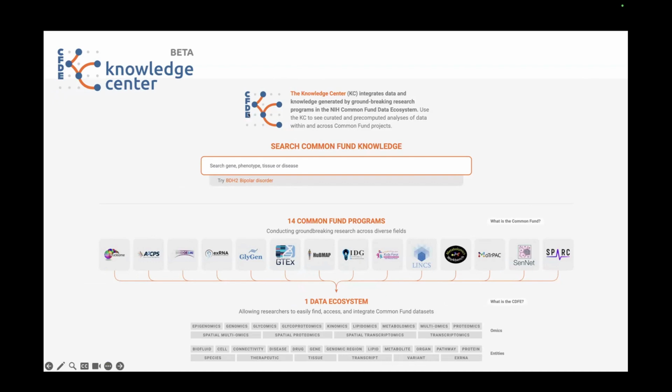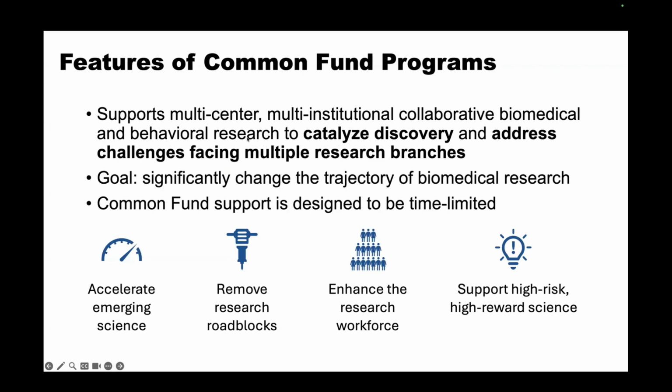All right, great. Okay. So now I'm going to come at this same type of question from a completely different perspective, and that's through the CFDE Knowledge Center. Many of you probably don't know what this is, so let me unpack it in several steps. The first is, what is the Common Fund?